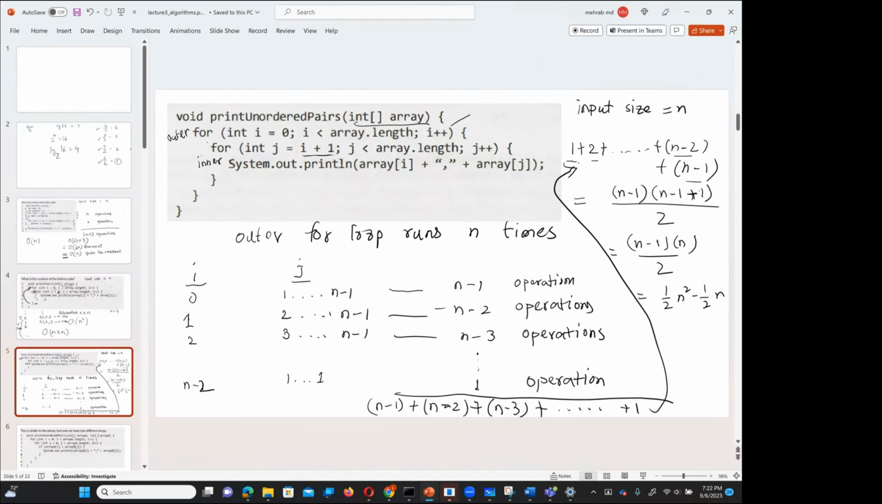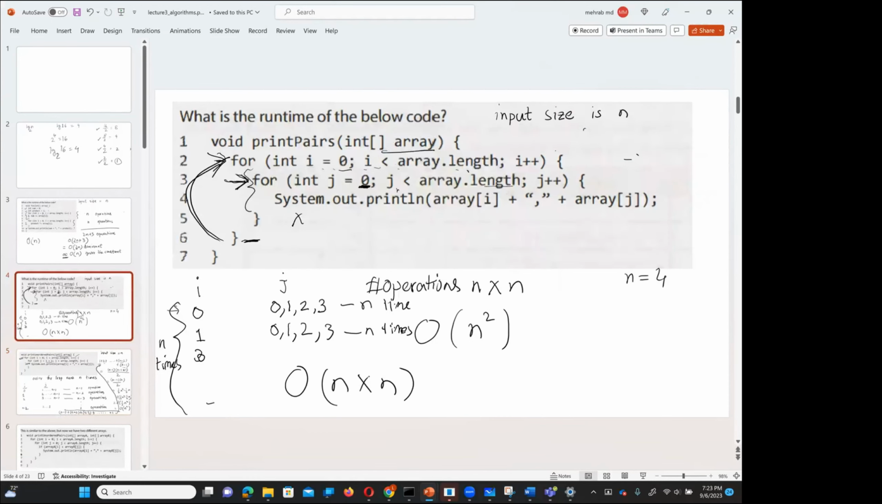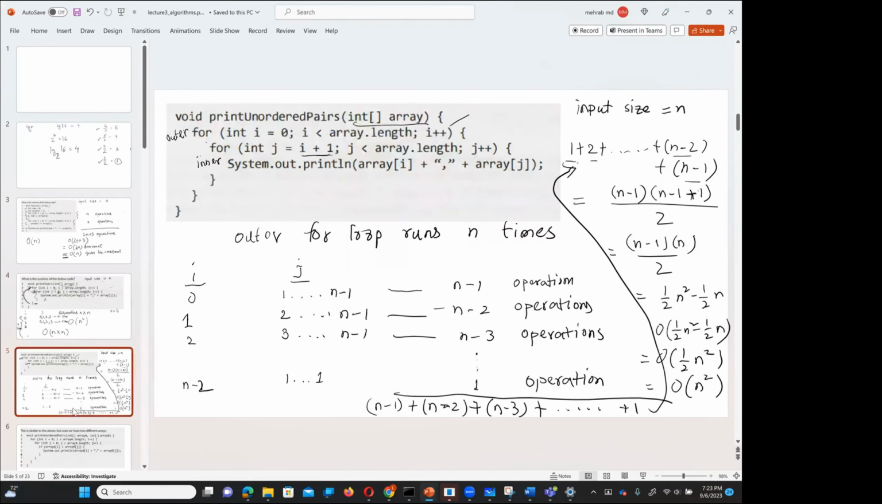So can we say that the order is order of half n square minus half n? This is exactly order of half n square, because n square is the dominant term. And removing the constant, we can say it's order of n square. So this algorithm actually works fewer times than the previous algorithm, but it's still order of n square. Got it?